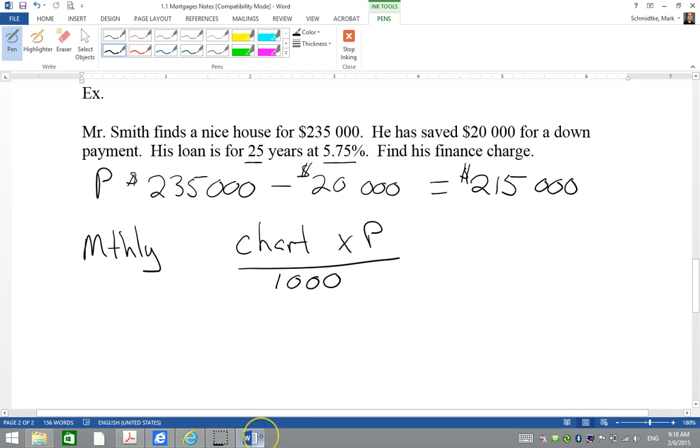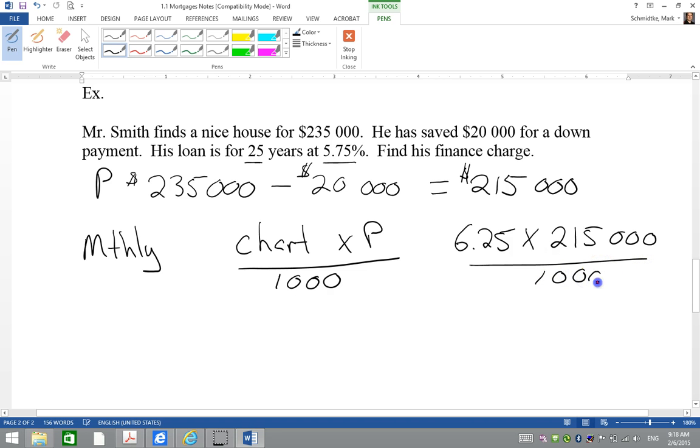So let's transfer that number over. 6.25 times our principal, which was $215,000, and then we'll divide by 1,000. Now because this is all multiplication and division, we can do it all in one step on our calculator. 6.25 times 215,000 divided by 1,000, we should get $1,343.75. So every month the bank asks us to cut them a check for $1,343.75.